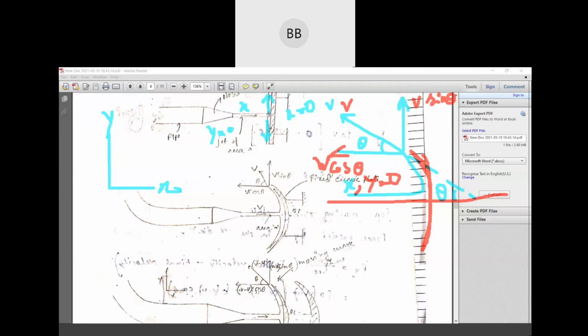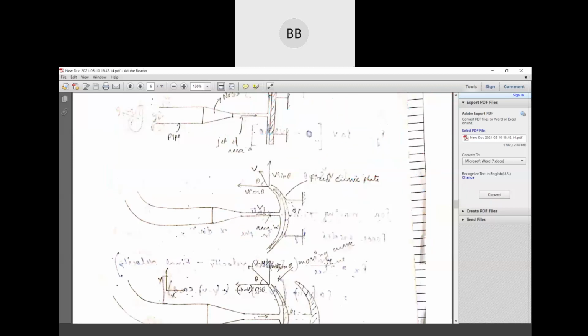We don't have any component in the x direction in the vertical plate. When you come to the curved plate, before strike you have an x component, your jet of water is in the x direction, and we don't have any y component. After strike, the velocity component makes an angle theta with the vertical axis, and then you have to resolve into two components. As you resolve, you will get both the x and y direction components after strike.